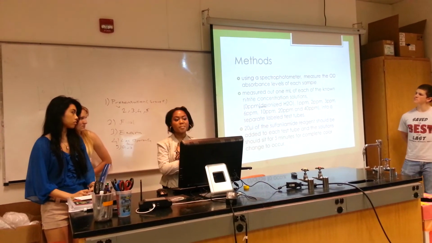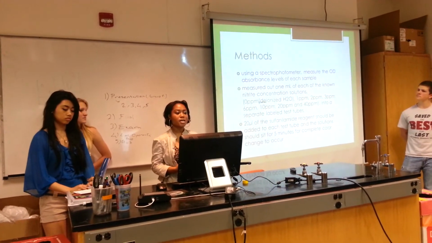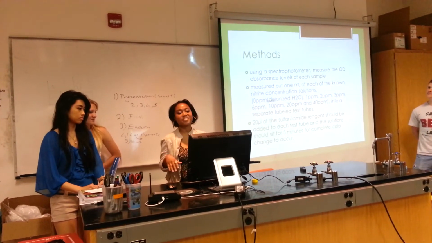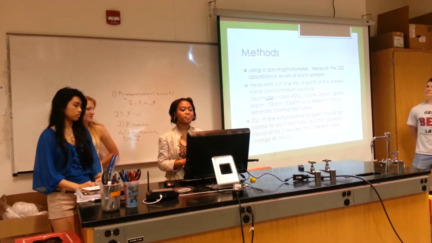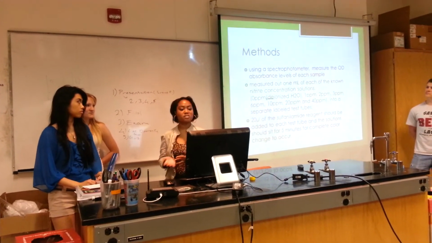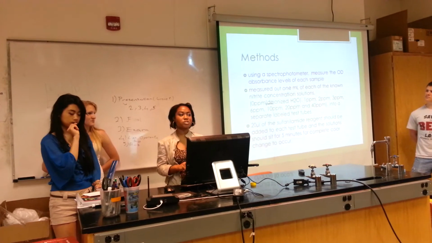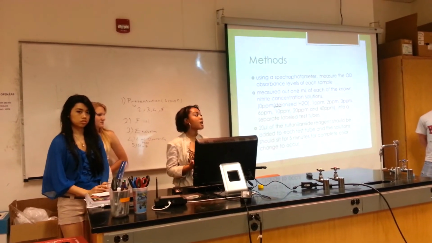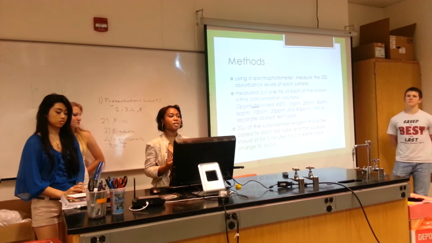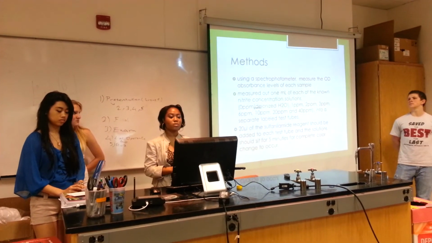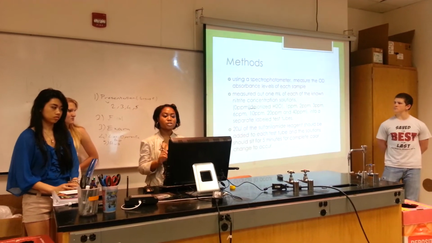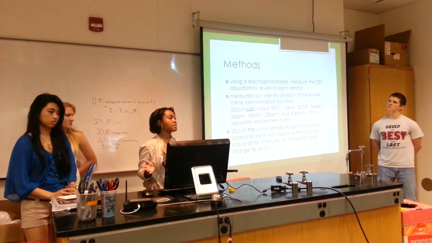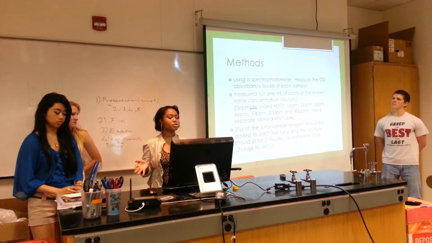And so, for the methods, we measured the OD absorbance levels of each of the samples. And we also measured out 1 milliliter of each of the known nitrite concentration solutions. And we used the concentrations going from 1, 2, 3, 6, 10, 20, and 40. And we labeled them into each separate tube.